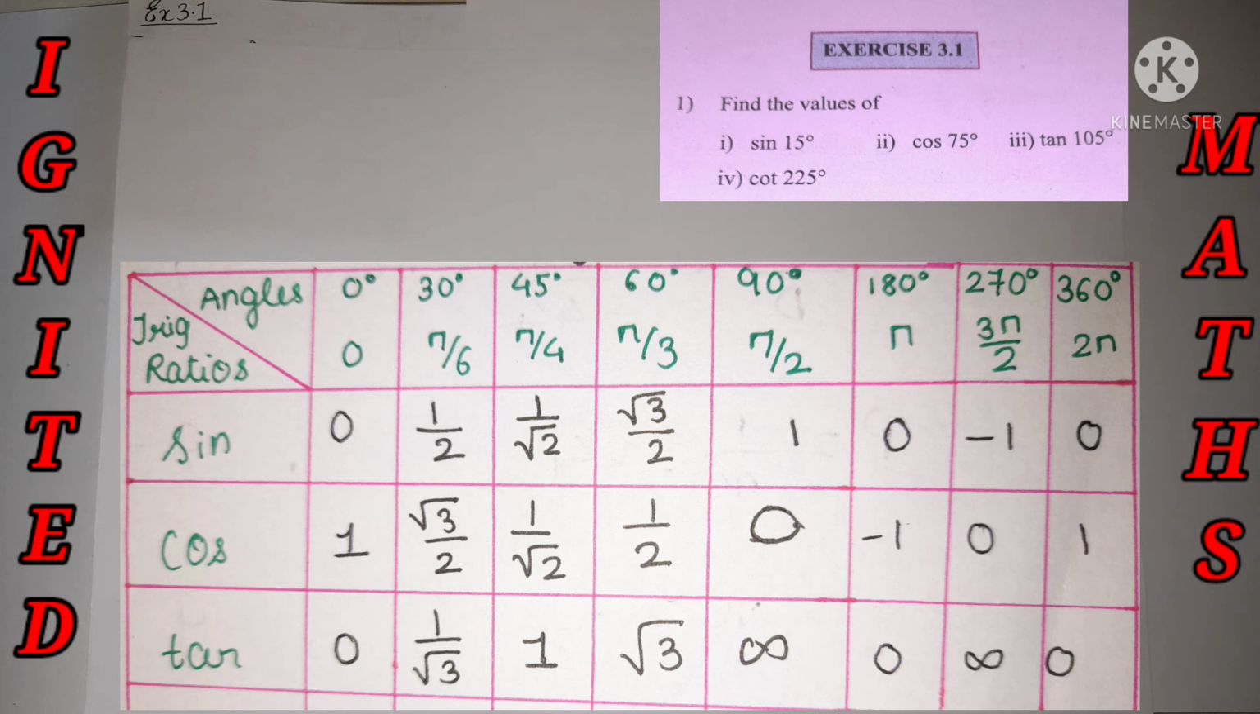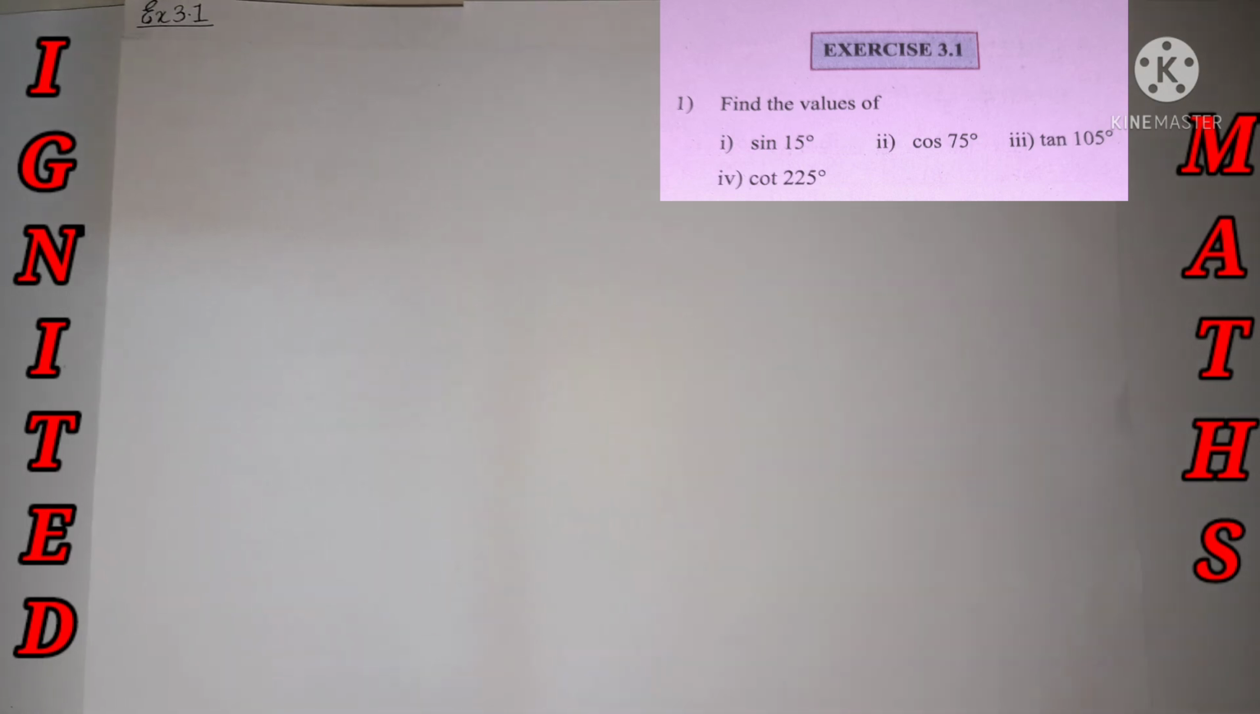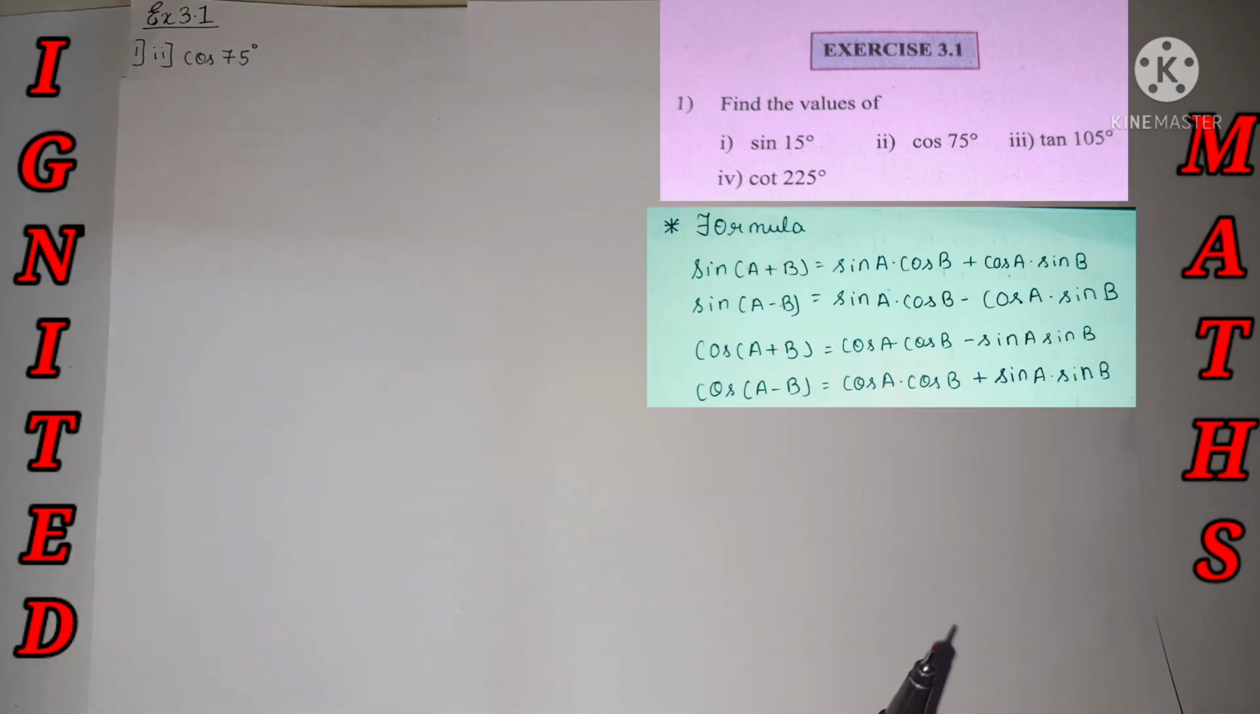But can we have the value of 15 degree or 75 degree? How can we find the value? From that point of view, trigonometric functions of compound angles will lend us a hand. Yes, we can find the value of each and every such angle with the help of compound angles. So let's get started, starting with the second sub-question, cos 75 degree. We are going to find its value with the help of compound angles.